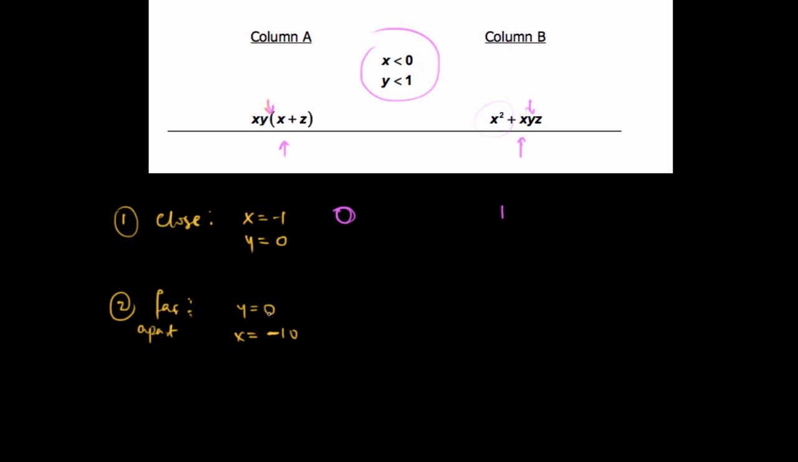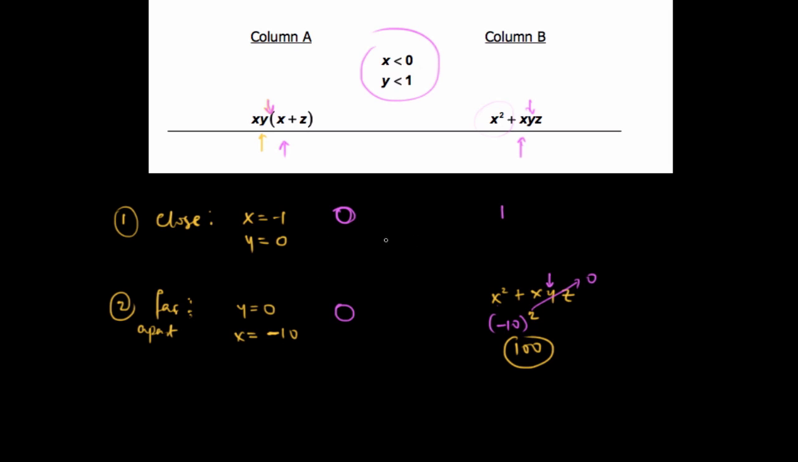So when I choose y equals 0 and x equals negative 10, what you observe is when you plug in y equals 0 here again, you're still going to have 0 because anything multiplied by 0 gives you 0. So for your column A, you have 0. And for column B, what you have is x squared plus xy. When your y is 0, everything here goes to 0, but your x squared, which is negative 10 all squared, gives you 100.